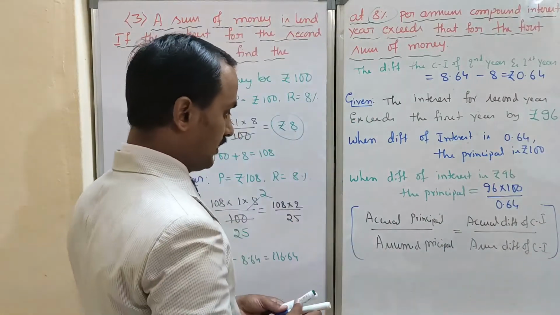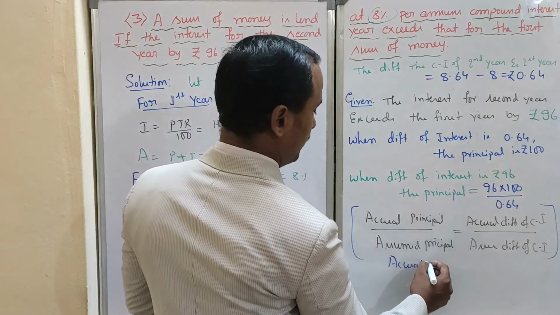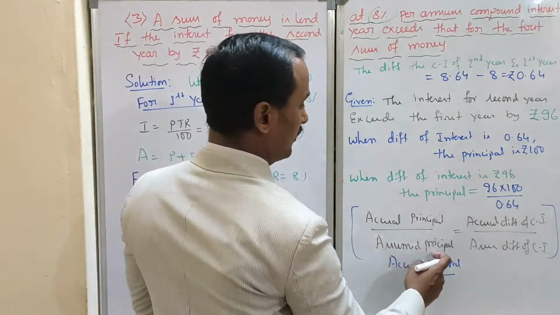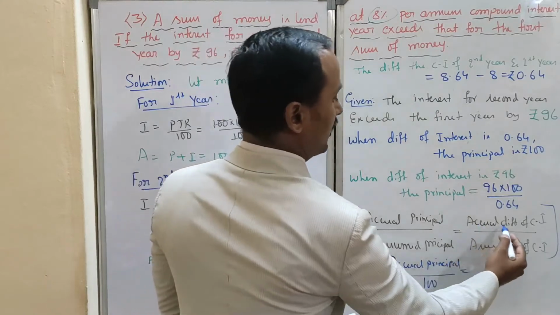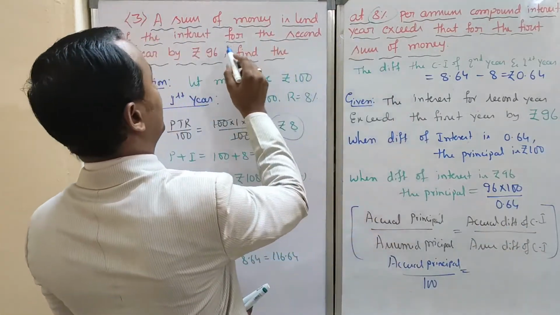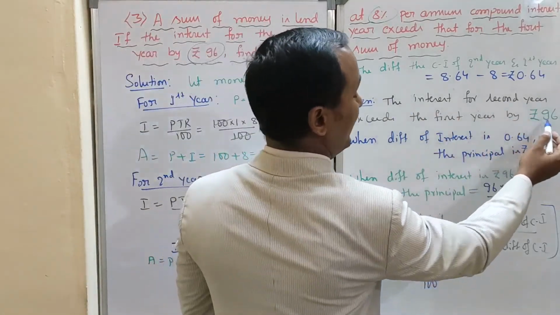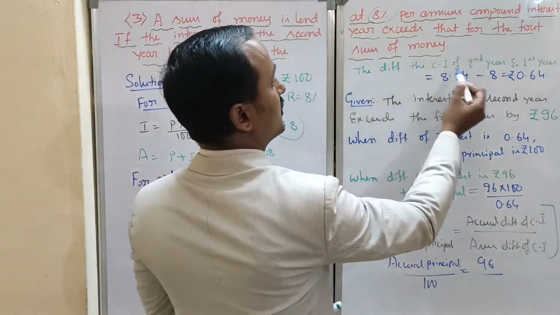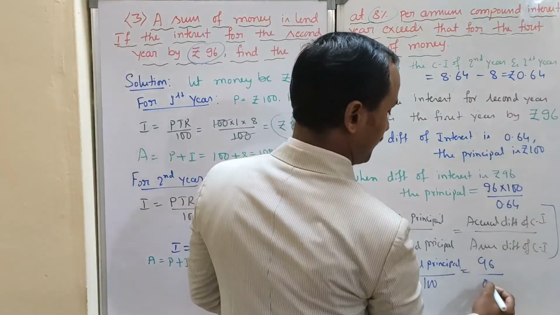I substitute the values. Look here. Actual principal we don't know. Actual principal, we don't know, by assumed principal 100 is equal to actual difference of compound interest. Actual difference of compound interest, that is 96 rupees. The interest for the second year exceeds the first year by 96 rupees. 96 by the assumed difference of compound interest. The assumed difference in these two compound interests is 0.64.